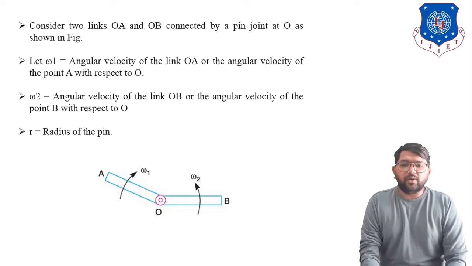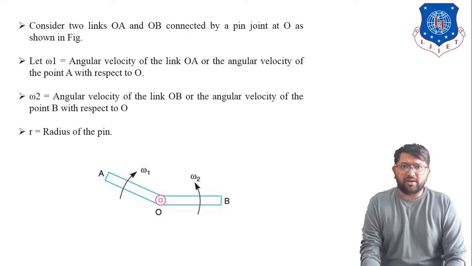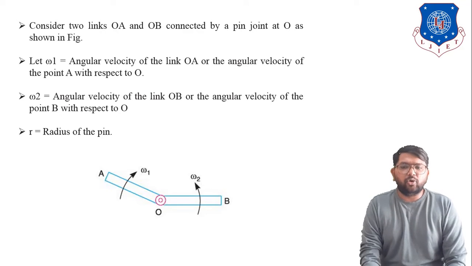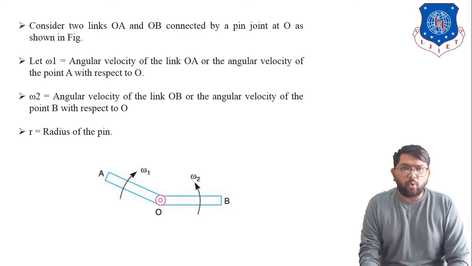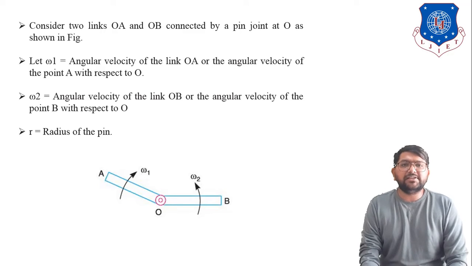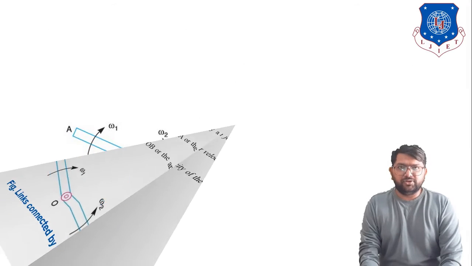So consider two links OA and OB connected by a pin joint at O, as shown in the figure. You can see in the figure link AB, link AO and link BO connected at point O. Let omega 1 be the angular velocity of link OA, or the angular velocity of point A with respect to O, and omega 2 be the angular velocity of link OB, or the angular velocity of point B with respect to O. Here small r indicates the radius of the pin, and the links are connected by the joint.